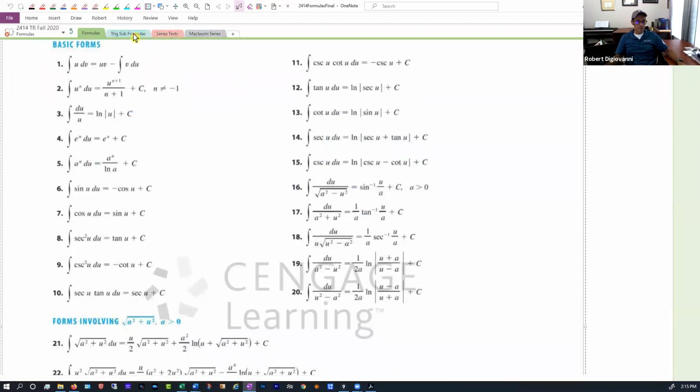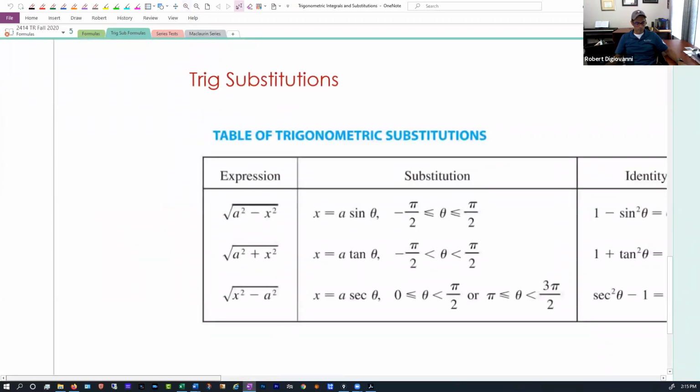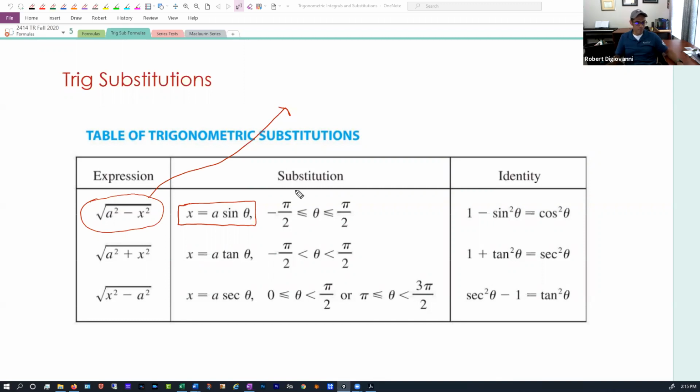So let's get to the formula sheet. Maybe this will all make more sense now. Let's say that somewhere within our problem, anywhere within the integral, we see the square root of a squared minus x squared. We are going to make this substitution. Now, nowhere on this table does it help you know what this becomes, but can you tell me what that complicated expression becomes? A cosine theta, right?